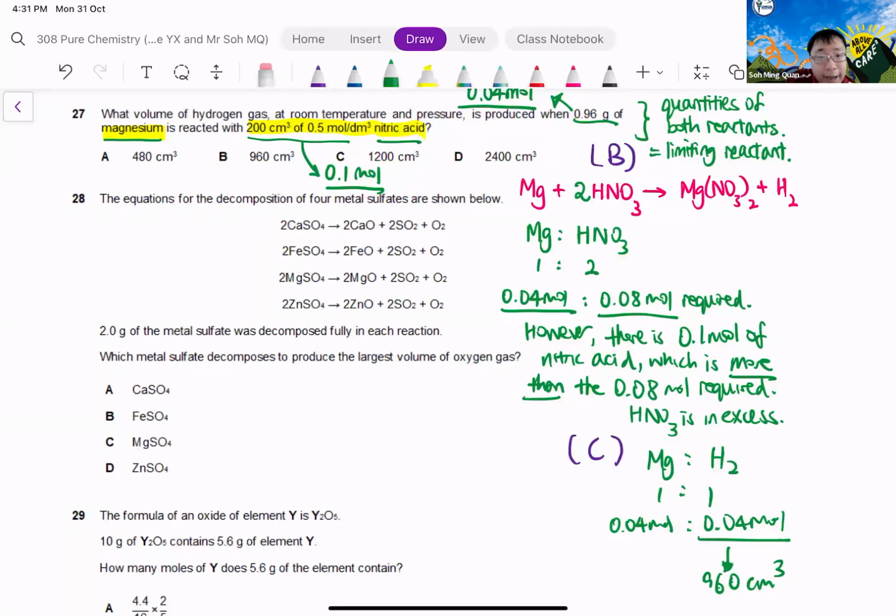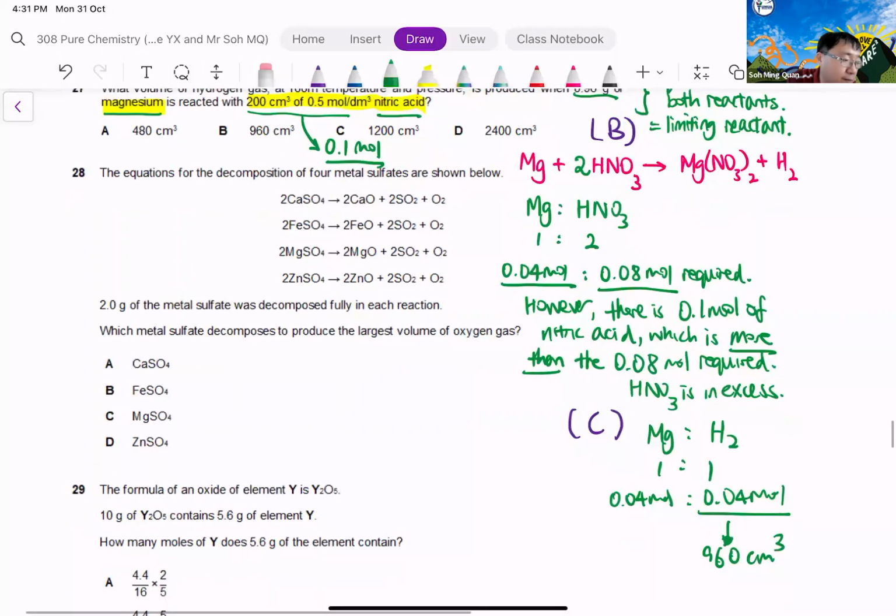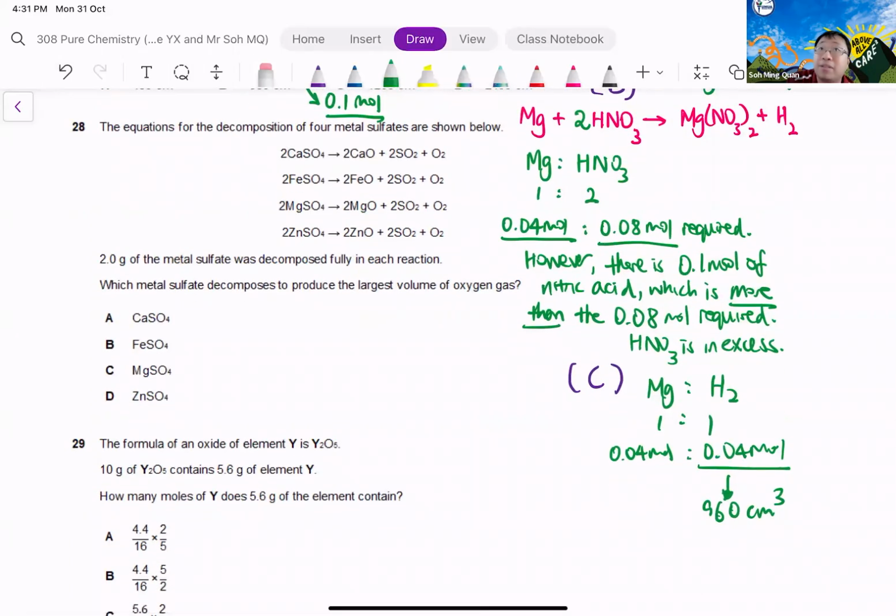Okay? Next, question 28. 28 came from the mole concept TYS. All right, we will give you different sulfates. You realize that the mole ratio for all these sulfates are all the same with oxygen, I believe. Yes, it is a 2:1 ratio for all of them. So if I use 2 grams of the metal sulfate, which one gives me the most oxygen gas? Well, obviously, this has to become number of moles.